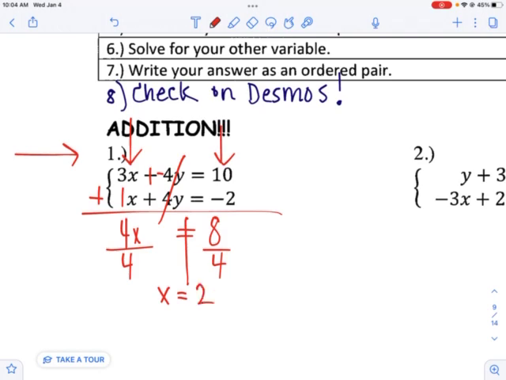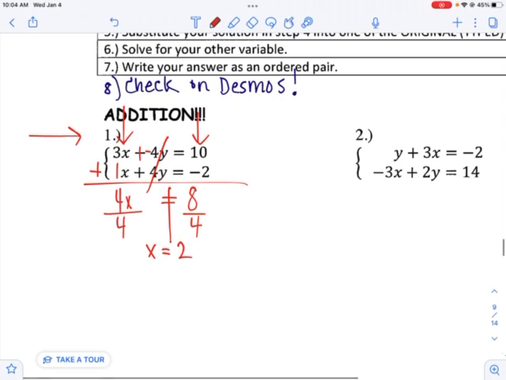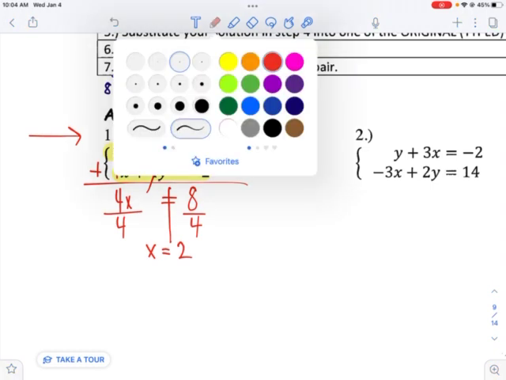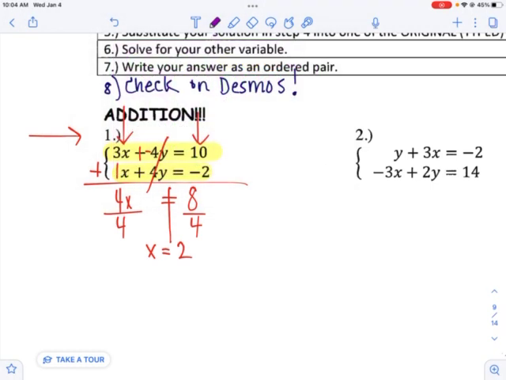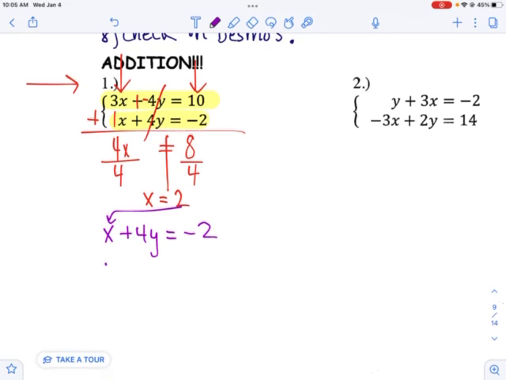So now that I have my x, the same idea, right? A solution has an x value and a y value. x is 2. I'm going to plug it back into one of my original equations, either my first one or my second one. I'm going to do my second one. So I'll rewrite this equation: x plus 4y equals negative 2. And I'm going to substitute this value in for x so I can find my y. So 2 plus 4y equals negative 2.